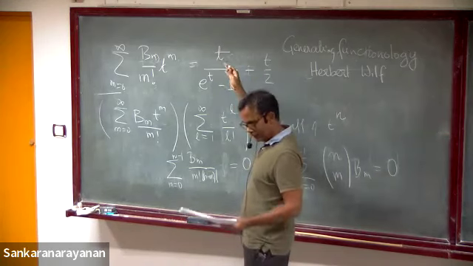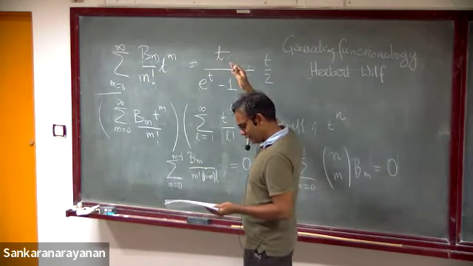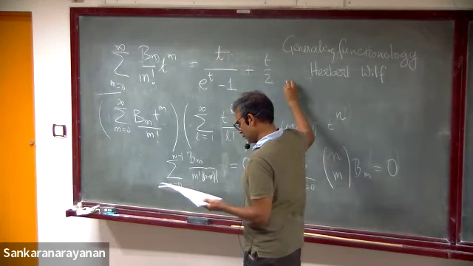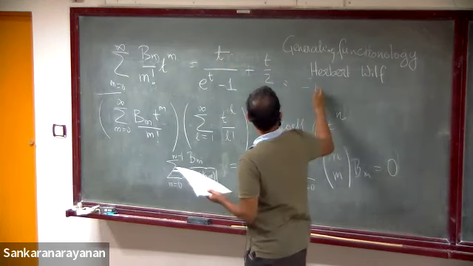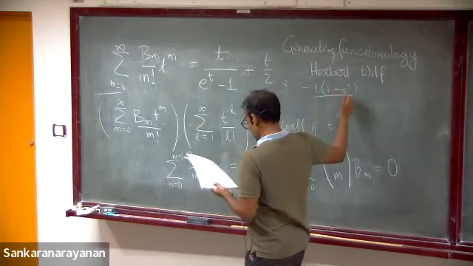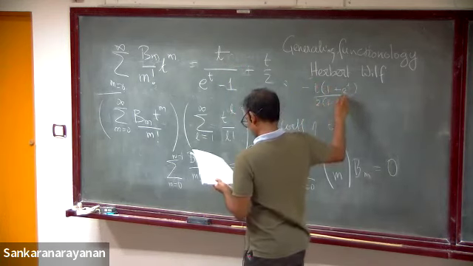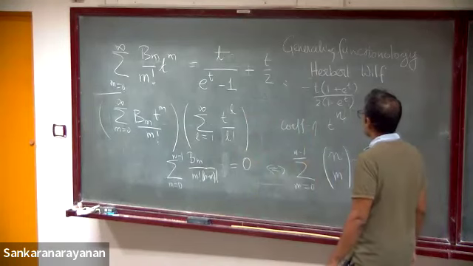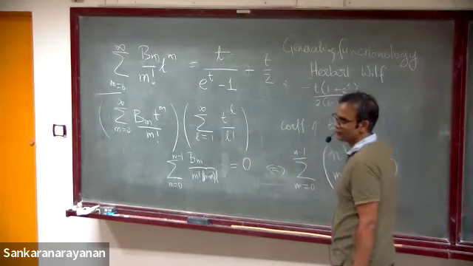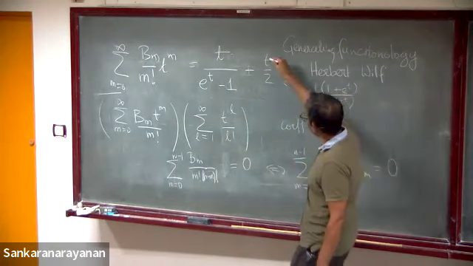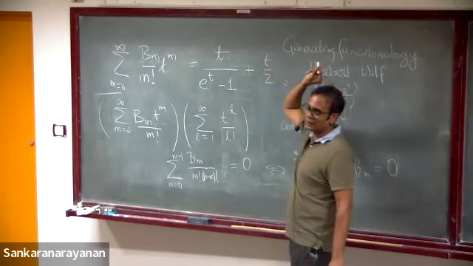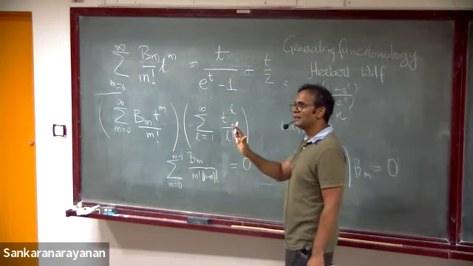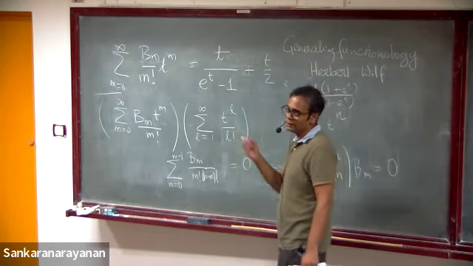You'll see that it's an even function. It's minus t into 1 plus e to the t, divided by 2 into 1 minus e to the t. This is an even function. You can work it out. So that's saying that except for the first Bernoulli number, all the other odd Bernoulli numbers are 0. And you can also show, and that's trickier, that the even Bernoulli numbers have alternating signs.